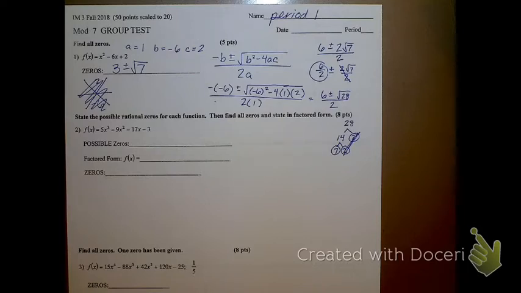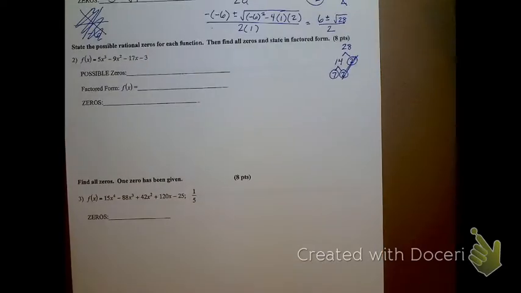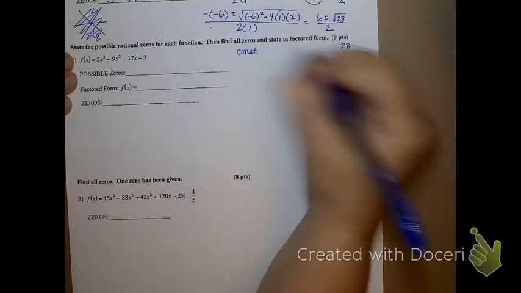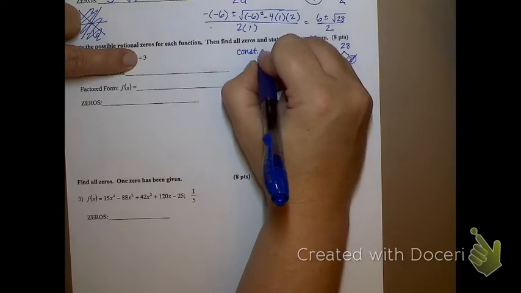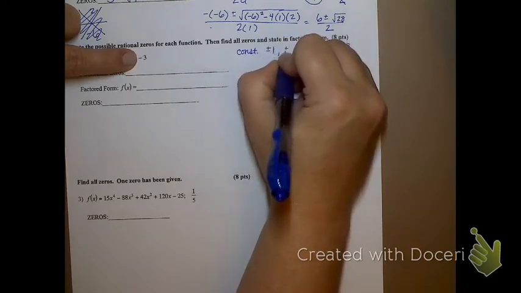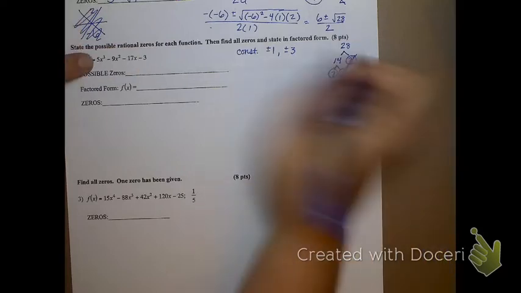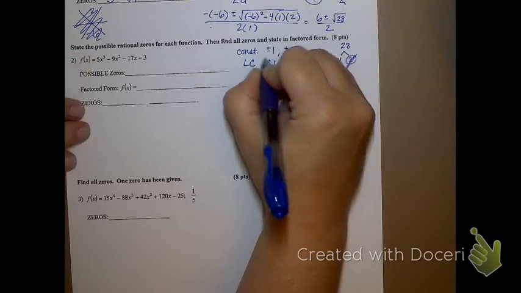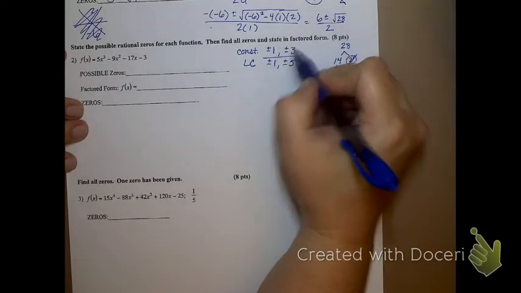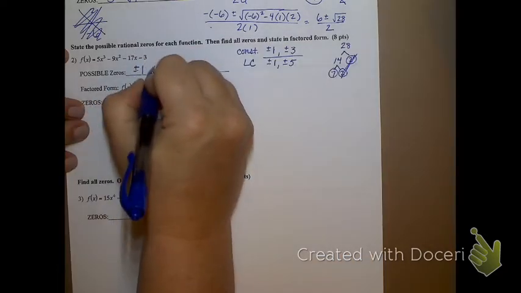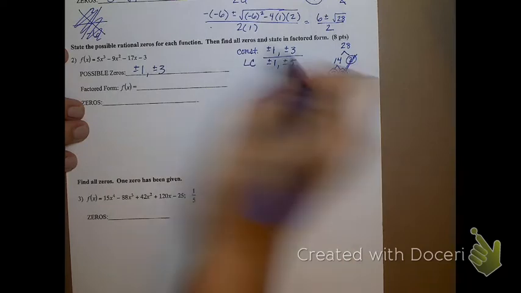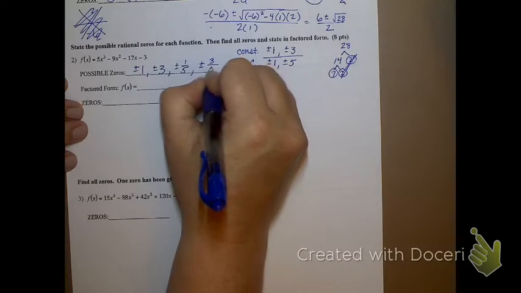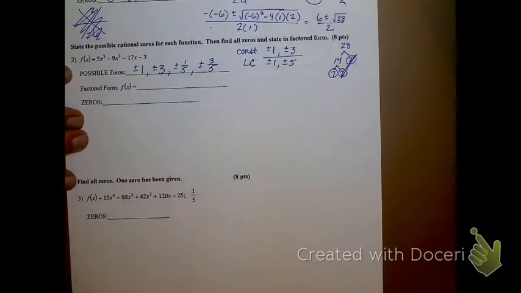Okay? Number 2 is a little different because it does ask for the possible zeros. So, I need to find the factors of the constant. What's the constant? -3. So I have what? Plus or minus 1 and plus or minus 3. And the leading coefficient? Plus or minus 1 and plus or minus 5. My fractions. 1 over 1, 3 over 1. So that's 1 and 3. 1 over 5, 3 over 5. And there's my possibles.